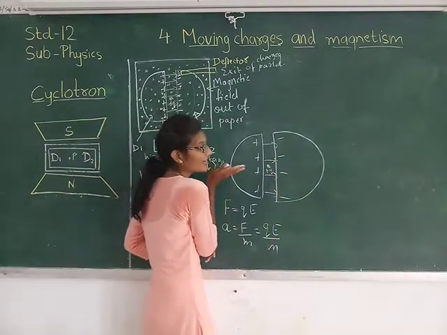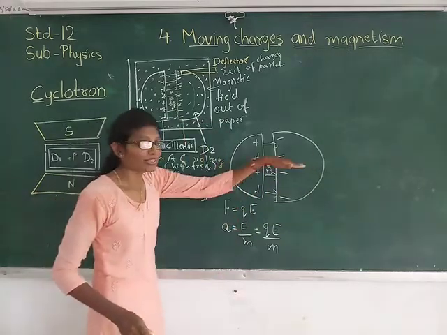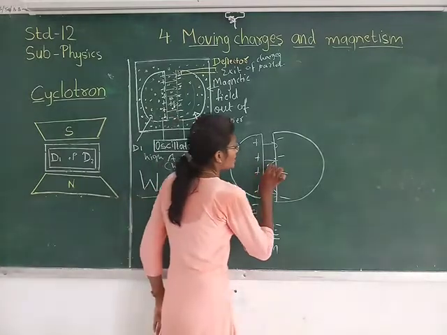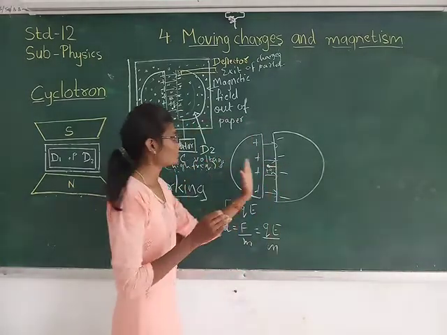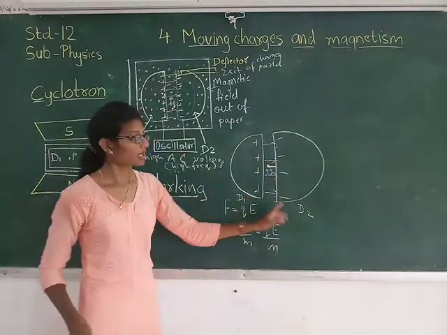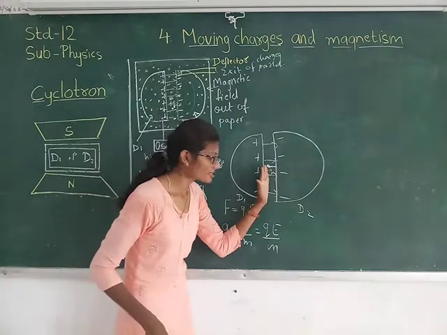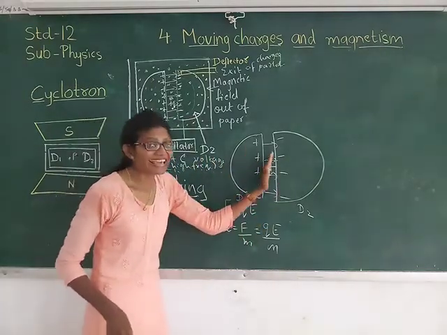Because my electric field line is in this direction towards the negative charge, the charge will move in this direction. So it comes over here, right? From the gap towards the D2, right? The charge comes from the center towards the D2, and that means it is accelerated.